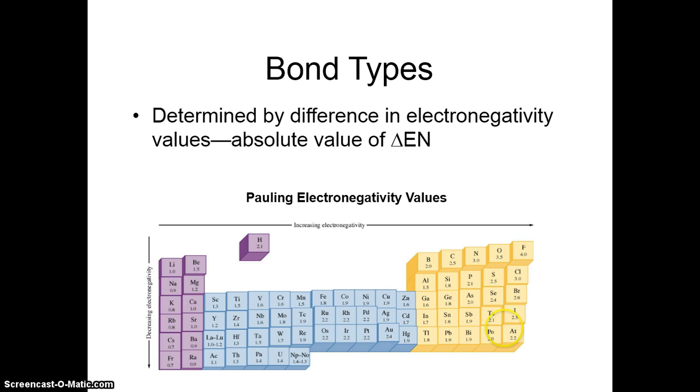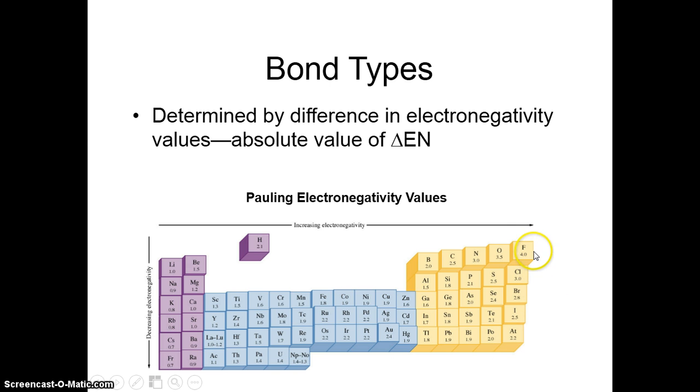We have to decide what kind of bonds we're dealing with. To help us determine that, we have to look at the electronegative value of the different atoms. We also need to look at the change in the electronegative value between the atoms involved. This is a chart similar to one that's in your textbook that can show you that.